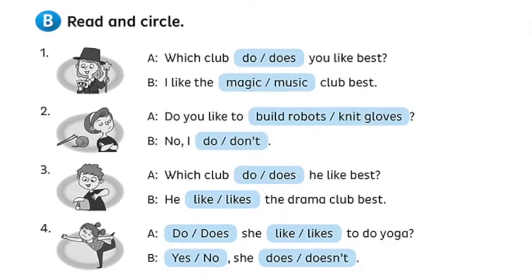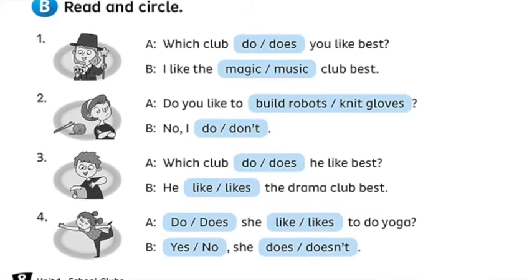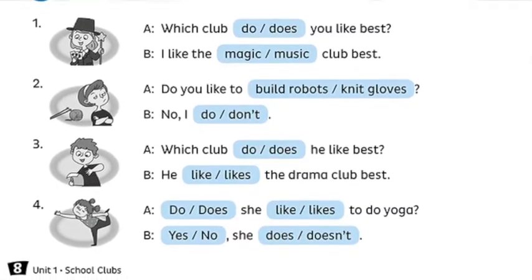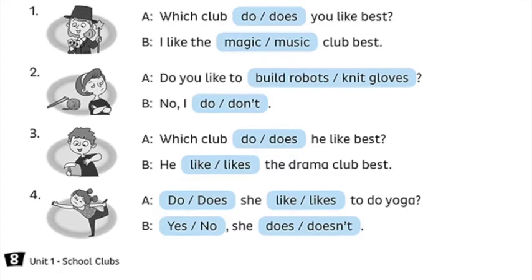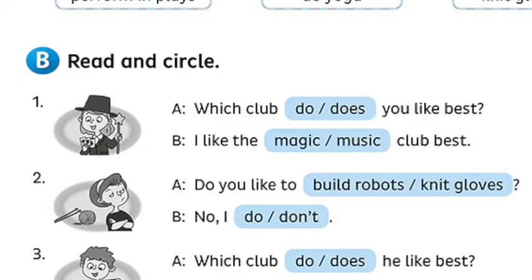Moving on to letter B. Letter B, read and circle. We are going to look at the pictures of the students, read the sentences, and choose the correct word or words that fit the sentence. Let's look at number 1. We see a girl, and it looks like she is in the magic club. She is doing magic tricks. Let's read the sentence.